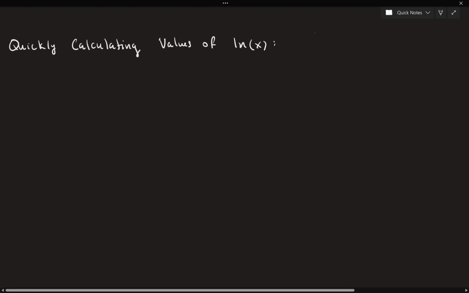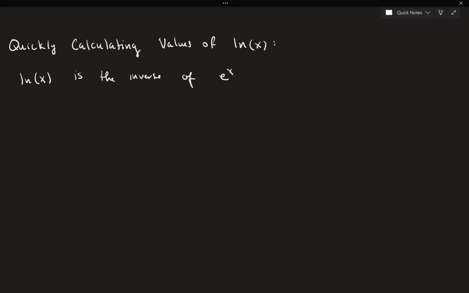So remember what ln x is. Ln x is the inverse of e to the x. Inverses are not a foreign concept to you. In fact, you know square rooting, for instance, is the inverse of squaring.